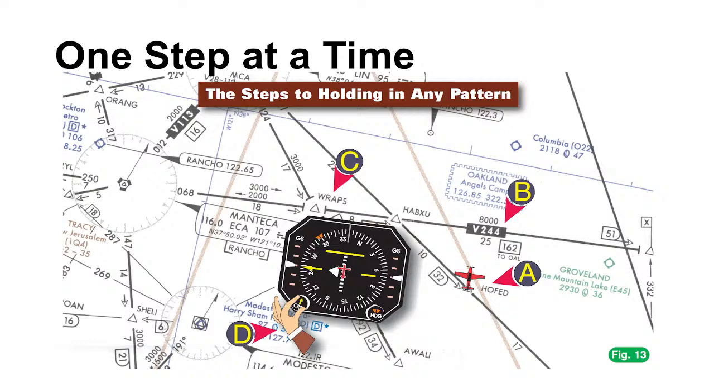Or the heading that you need to be on. The heading is just the reciprocal of the radial. So why did they tell you to intercept V244? Victor 244, because it's big and labeled on the map. Okay. It's easy to find.